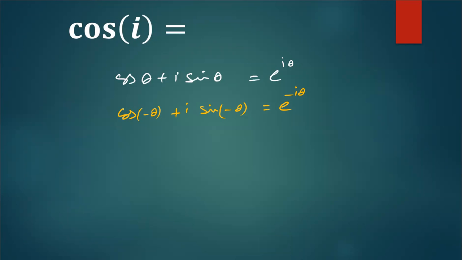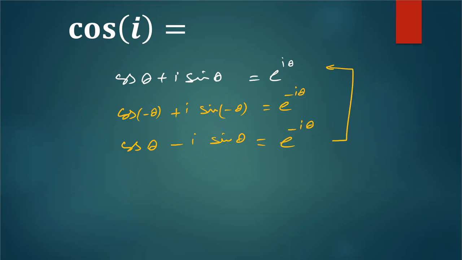With simple arithmetic, I know that cosine is an even function, so cosine theta can get rid of the negative, and here sine is an odd function, so this negative can go out. So it will be negative i sine theta, and that's still equal to e to the power negative i theta.